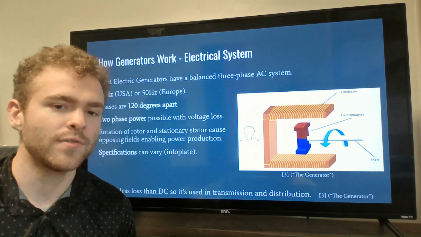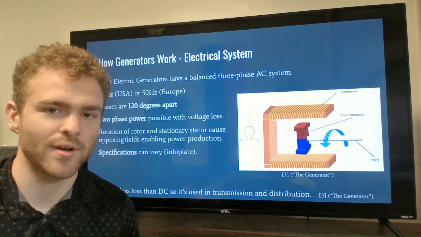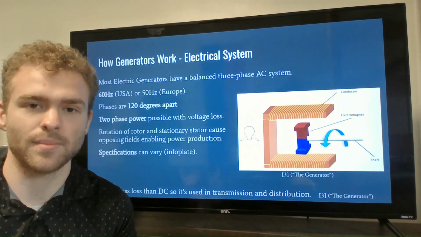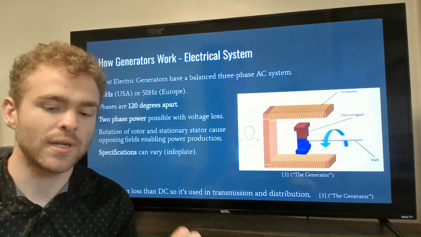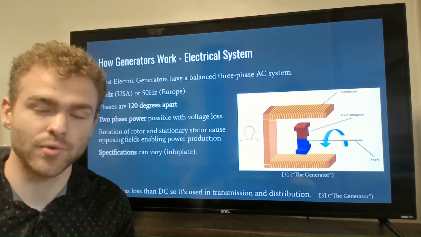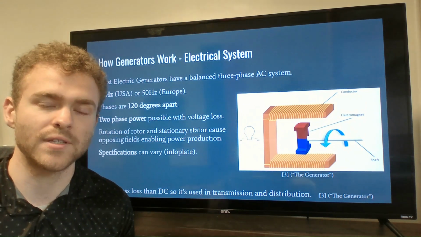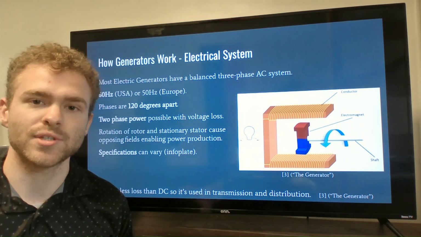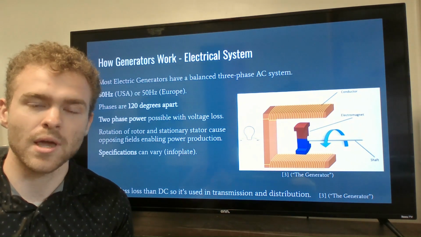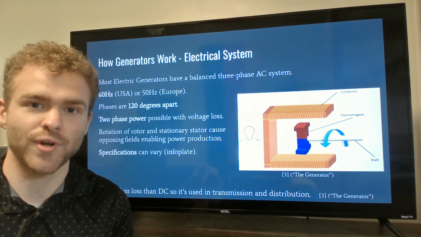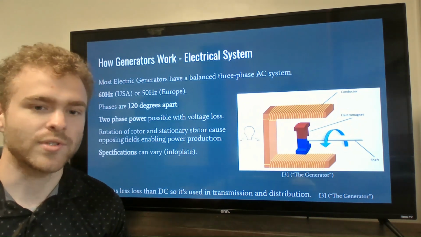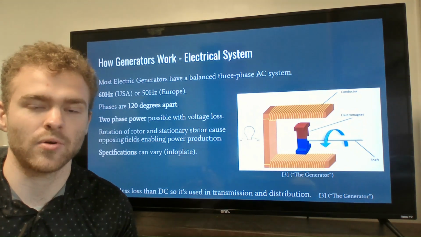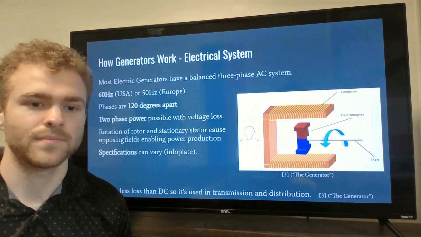Two-phase power is possible with these generator systems, where if you have each of these phases having a certain amount of voltage, but you want more, you can attach them together and create a two-phase system. Now with this two-phase system, you'll get an upgraded amount of voltage, but you will have voltage loss, such as having two 120 volt phases, bringing them together and getting 208 volts. Rotation of the rotor and the stationary stator cause opposing fields, which enables the power production ultimately.